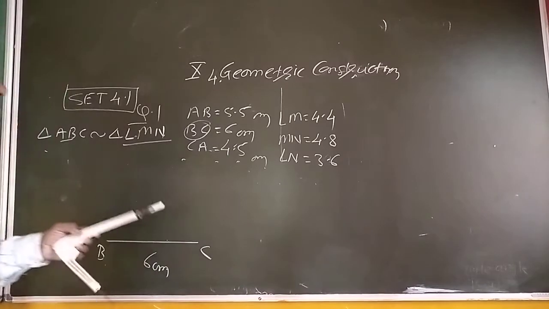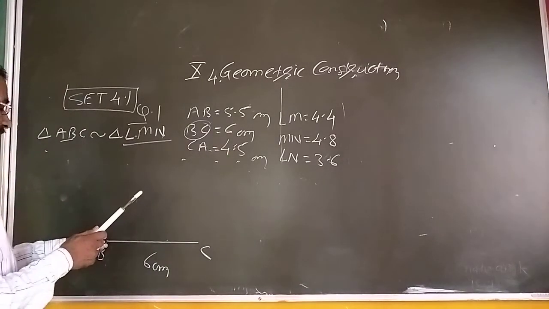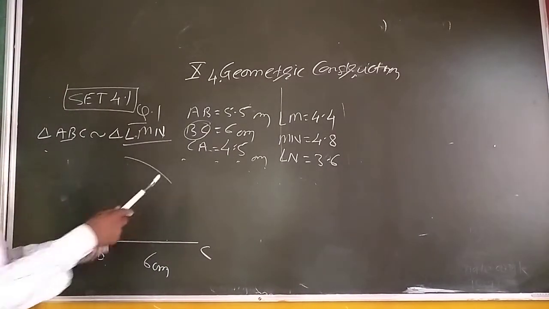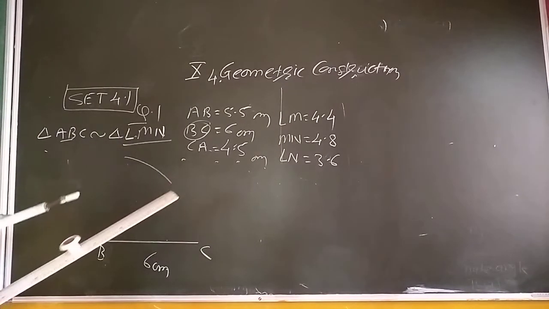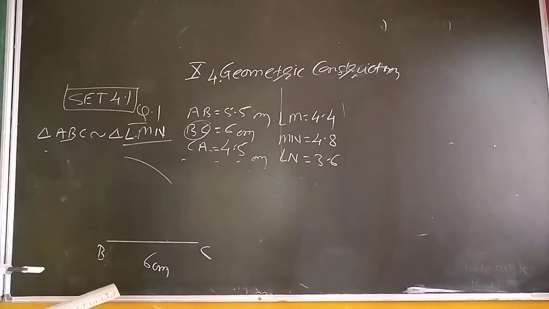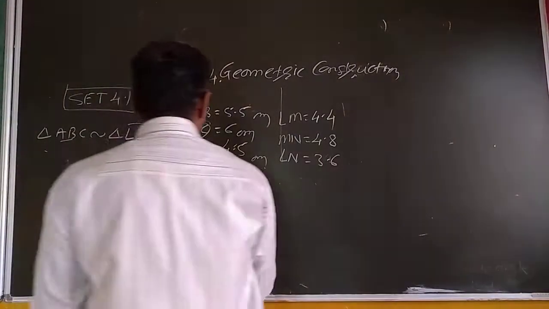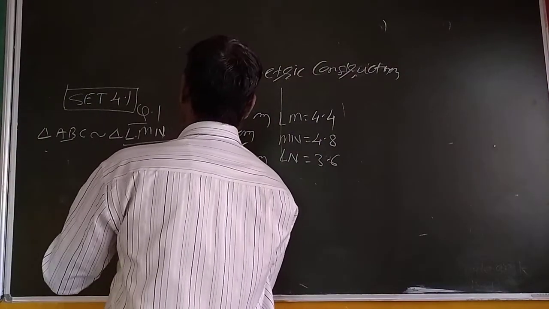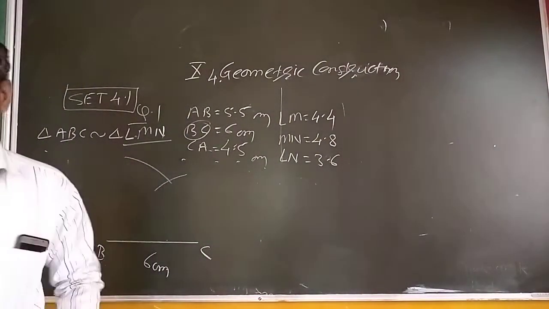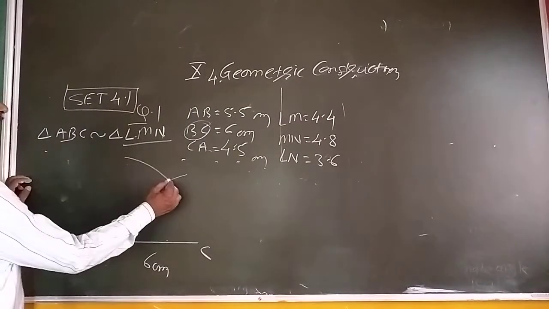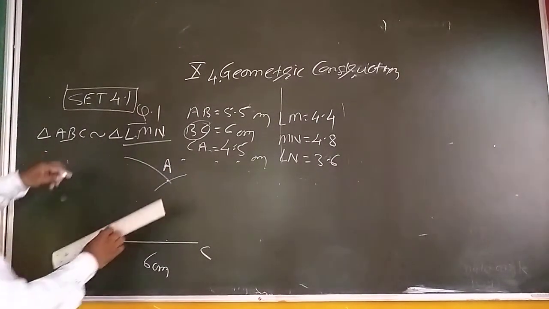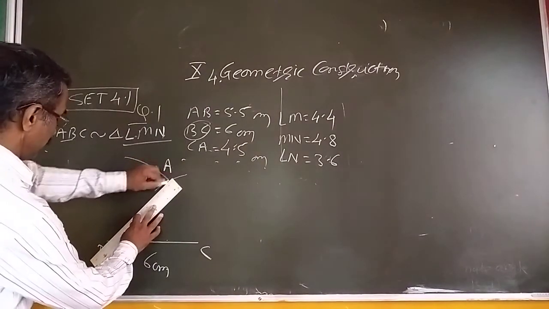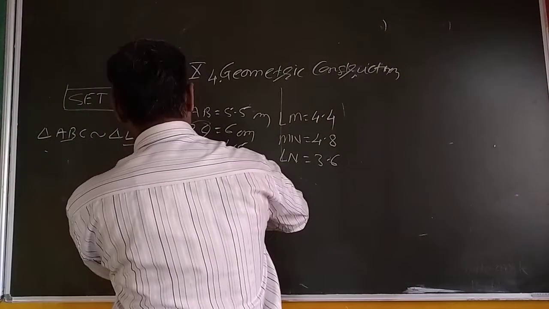I have taken the length of AB using the divider and made an arc from B, and then the length of AC is equal to 4.5, we keep it on C. The two arcs are intersecting at a point. That point is called the intersecting point A. So we draw the first triangle.